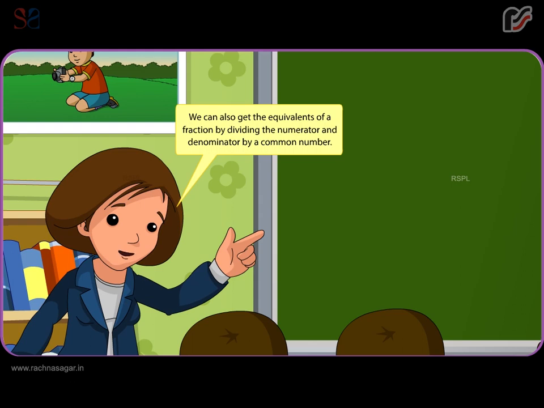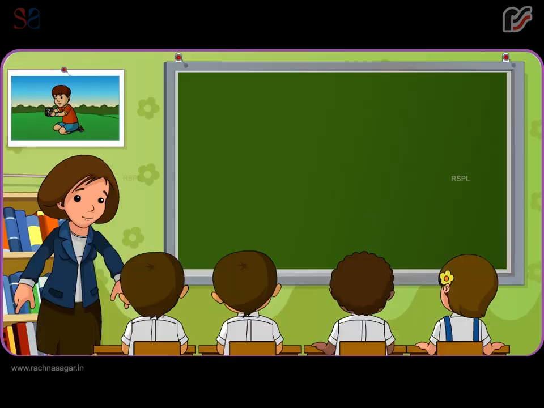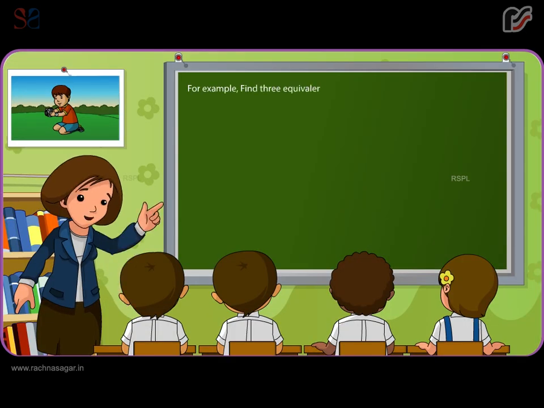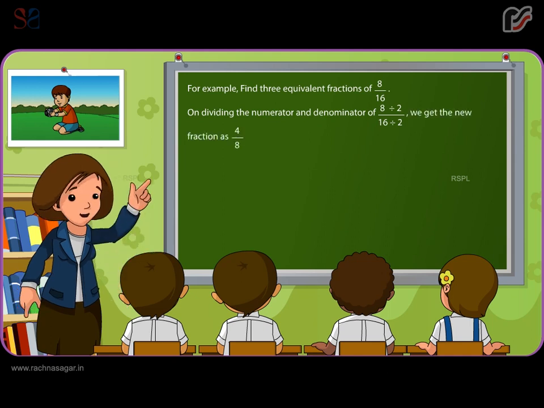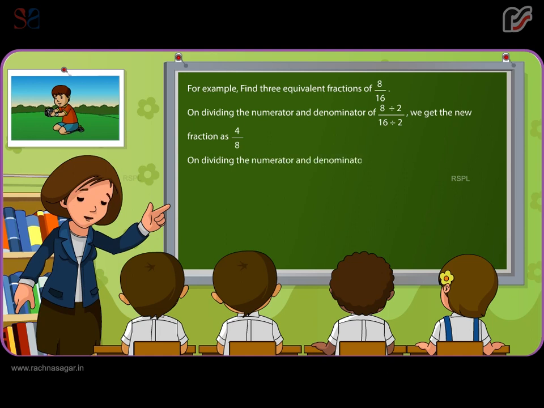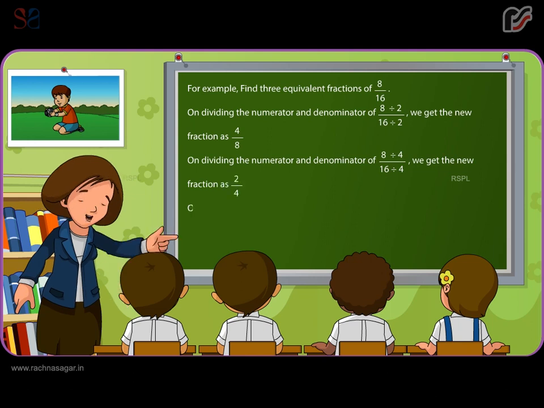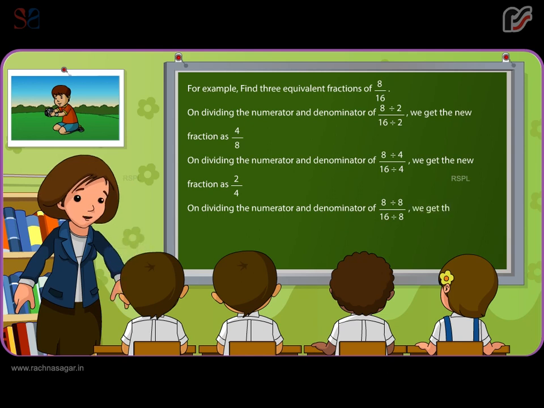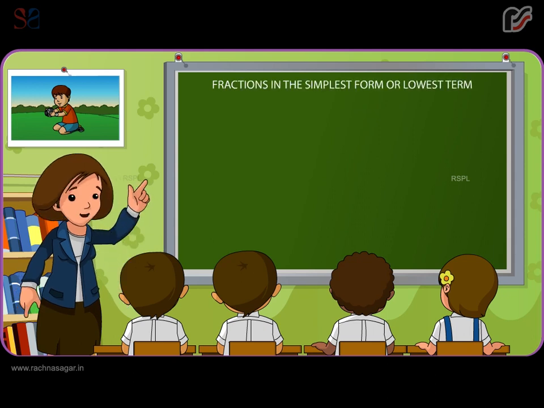We also get the equivalent of a fraction by dividing the numerator and denominator by a common number. For example, find 3 equivalent fractions of 8/16. On dividing the numerator and denominator of 8/16 by 2, we get 4/8. By 4, we get 2/4. By 8, we get 1/4.